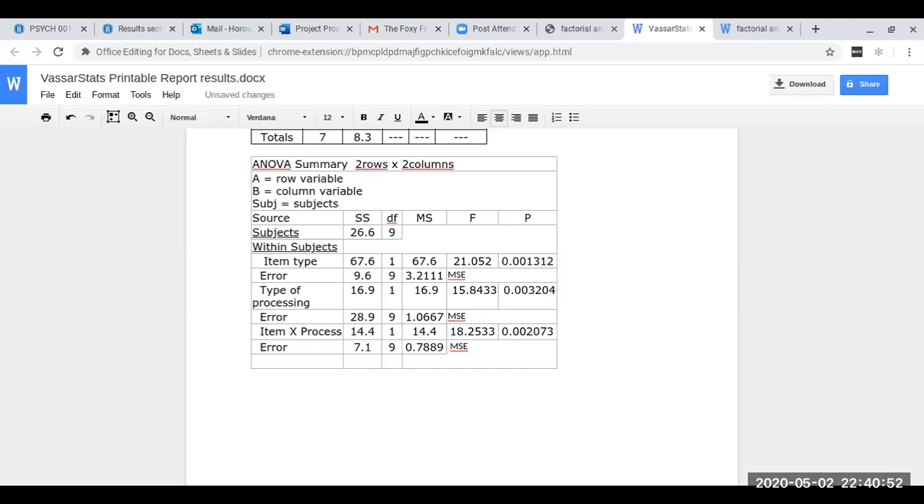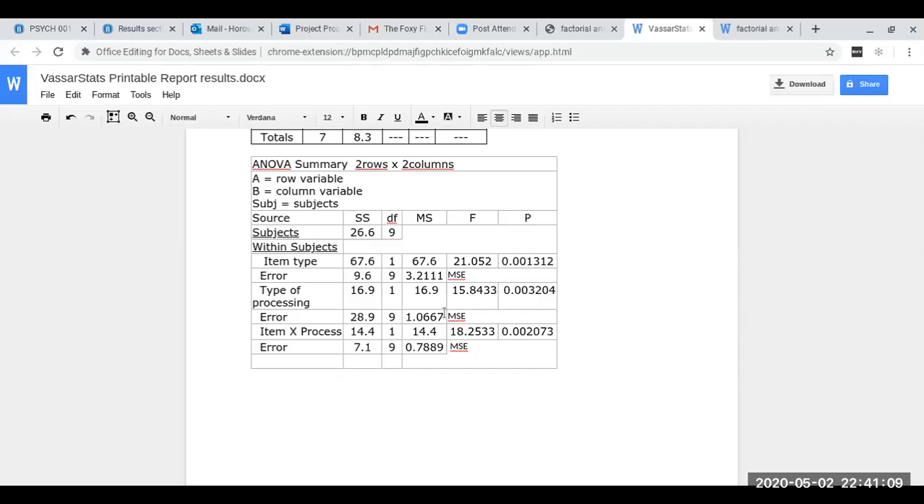1.0667. See, as we do it, that makes much more sense. 67.6 divided by 3.2111 is 21.052. Now I see where the error was. 16.9 divided by 1.0667 is going to give you 15.8433.